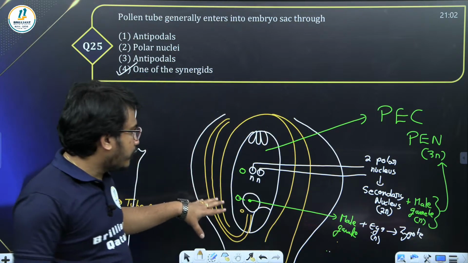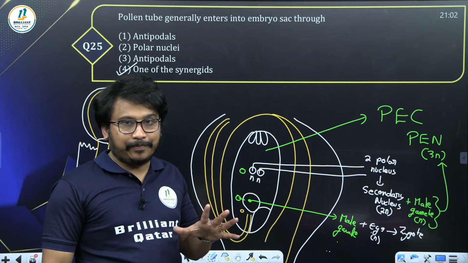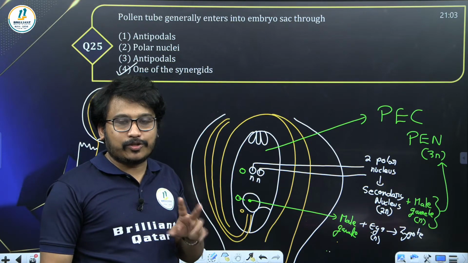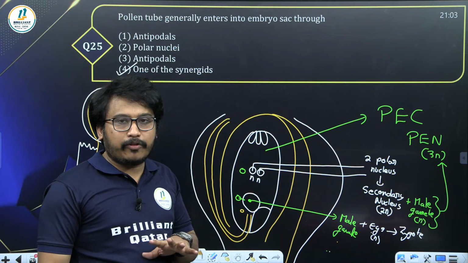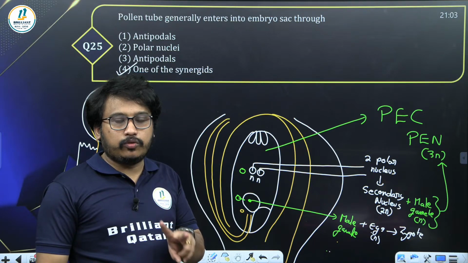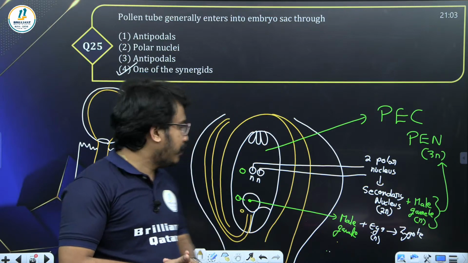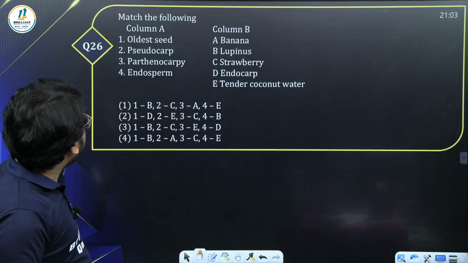So the number of nuclei involved is 5: 2 polar nuclei, 1 egg nucleus, 2 male gametes. So 5 nuclei are involved. The number of gametes involved is 3: 2 male gametes and 1 egg. That is the answer. Now moving to the next question.